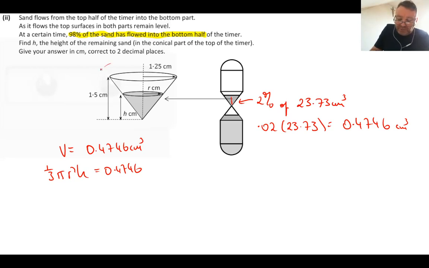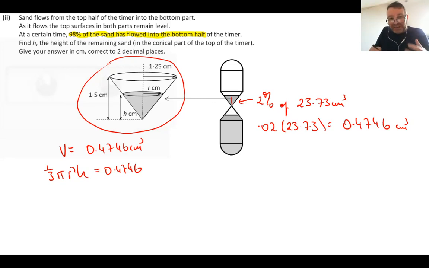So why do they give me this diagram here? This diagram is to allow you to manipulate a formula that will get you h in terms of r, or more importantly probably r in terms of h, because we're looking for the height. So therefore let's just take a look at this. Let's see what this is trying to tell us.